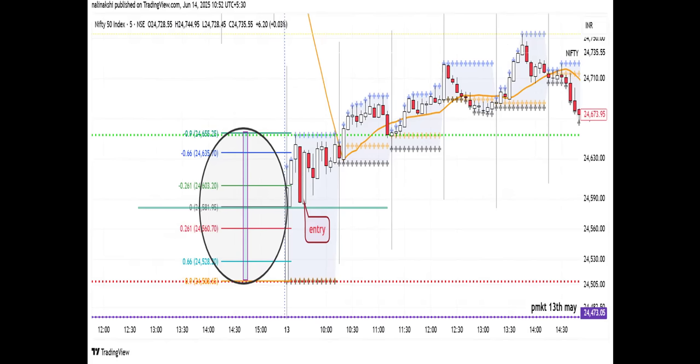I've tweaked the levels to 0, 0.26, 0.66 and 0.9. And on the lower side, minus 0.26, minus 0.66 and minus 0.9. So I am applying this already tweaked tool from top to bottom. When the blue dot stops increasing, you can see here in this picture, after 3 candles, the blue dot stopped.